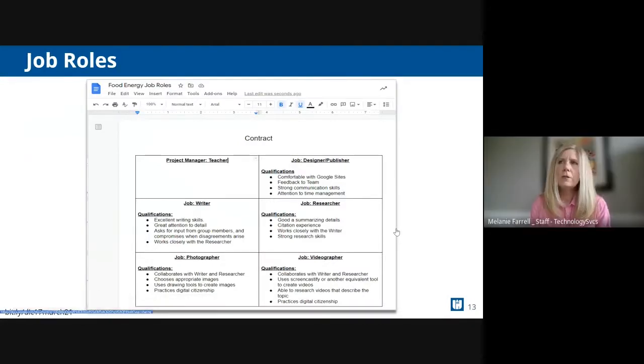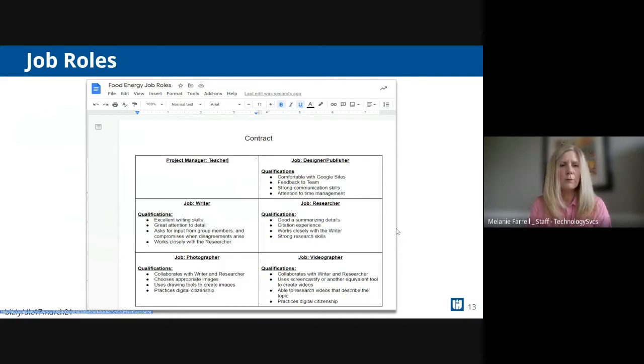All right. So these job roles, when we landed on the end product, we knew that Google Sites was going to be the end product to share their learning. We had to really step back and talk about the collaboration and how would the collaboration work with these students. So together we wrote these jobs, just like any job that you might apply for. And we came up with these jobs: designer, publisher, writer, researcher, photographer, and videographer. And we put these bullet points as their qualifications.